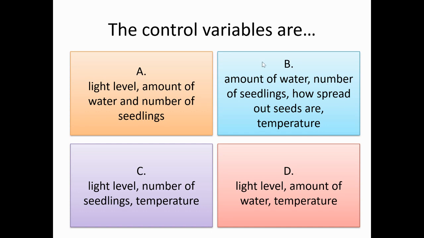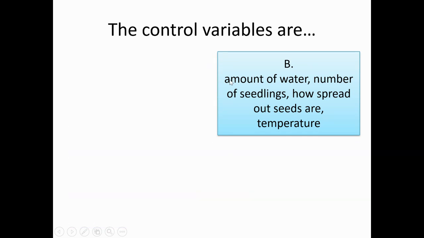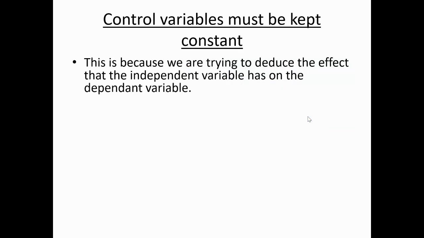Okay, welcome back. Well, light level is the independent variable. It is the thing we're changing on purpose. Control variables are the things that we must keep the same, so it isn't this one. It's not light level, it's not light level, it's not light level. It is going to be B. The amount of water that you put in might affect the growth. The number of seedlings might affect the growth, and how spread out the seeds are might affect the growth, as well as the temperature of the room. As we know, temperature affects photosynthesis.